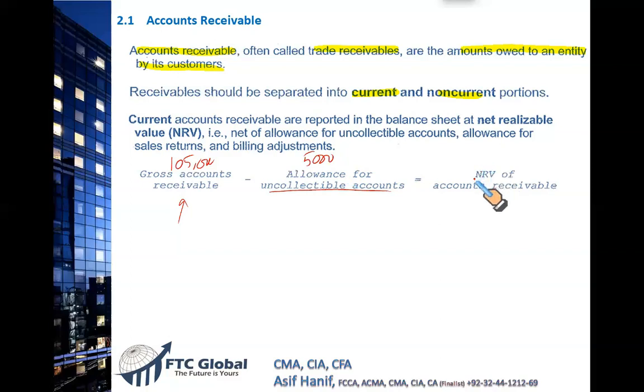That means the net realizable value, the amount that we are likely to collect net, is $100,000. This is called the NRV. So remember, account receivables are reported at NRV. And what is NRV? NRV is net realizable value. That is the gross amount less the amount that is unlikely to be collected. The net amount we are going to collect is called the NRV. That's what we do with our account receivable.